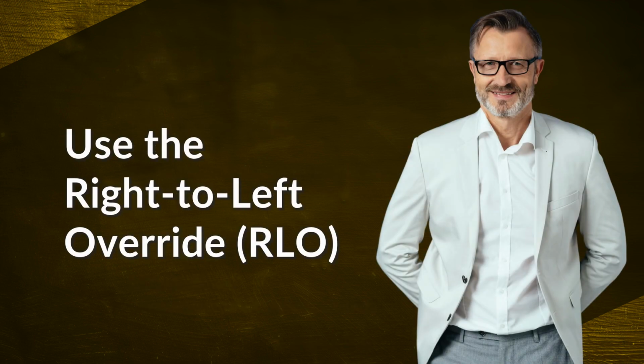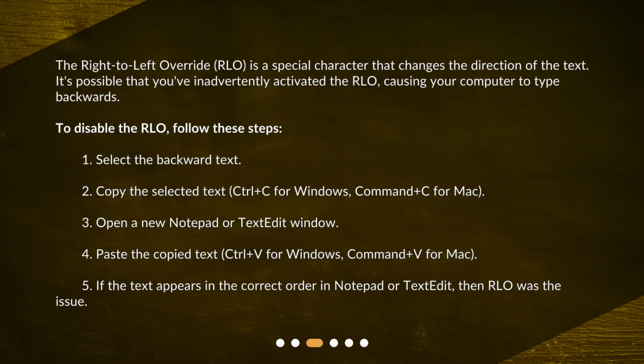Use the right-to-left override, RLO. The right-to-left override, RLO, is a special character that changes the direction of the text. It's possible that you've inadvertently activated the RLO, causing your computer to type backwards. To disable the RLO, follow these steps.